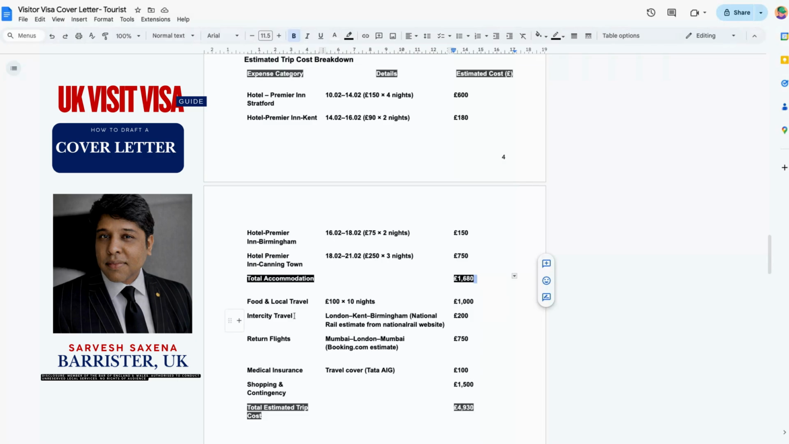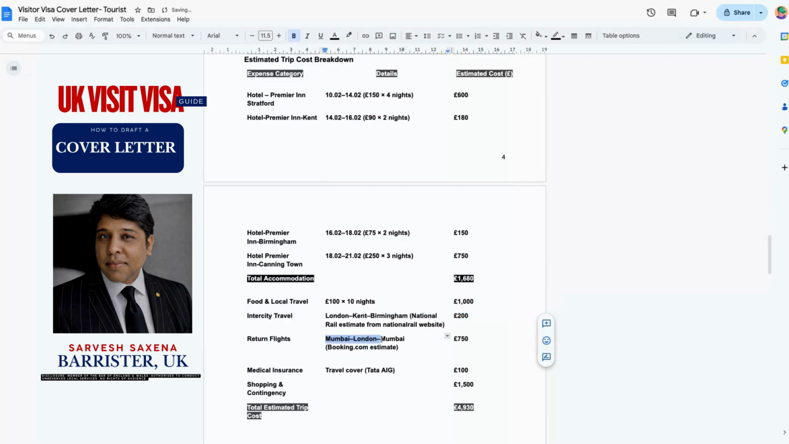Then this is intercity travel, which means from London to Birmingham, Birmingham to Kent. That is more expensive. Then you need to quote the source, which is National Rail, and this is costing £200. So try to be as specific as possible, but don't get too bundled up in decimal places. Try to round it up so that people can understand, right?